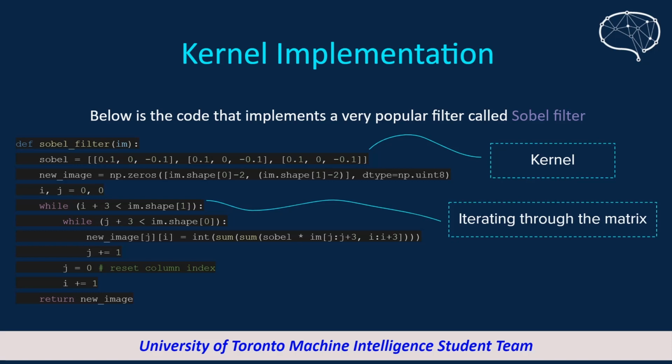We then iterate through the image matrix, applying the dot product and storing the resultant value in the new matrix. As you see, this can be achieved using 2 while loops, one for rows and the other for columns.